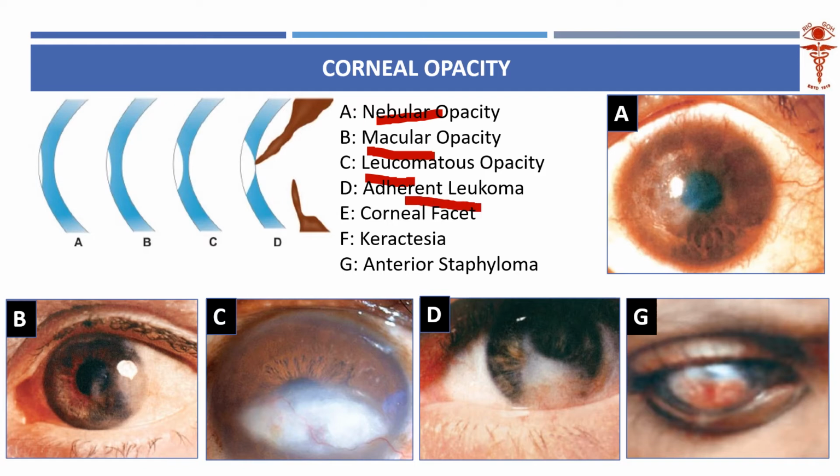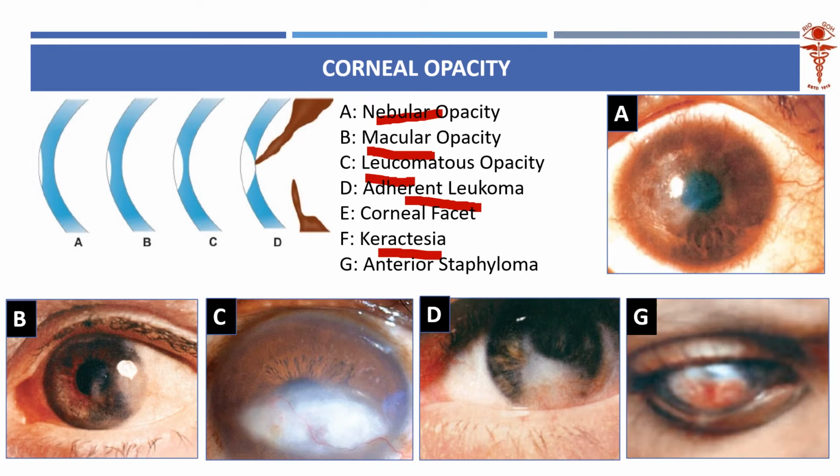If there is a corneal facet, that is where the cornea itself is flattened. Cornea itself is flattened by the opacity's remodeling. The opacity scar tissue remodels and becomes flat, and that is called a corneal facet. It will not have a uniform curvature of the cornea. It will have a different curvature.